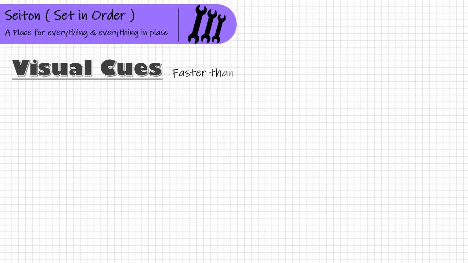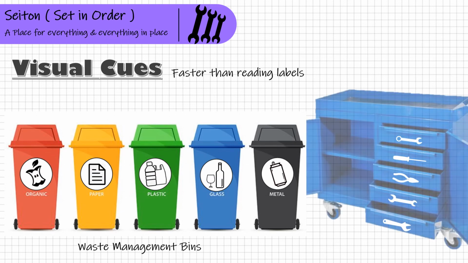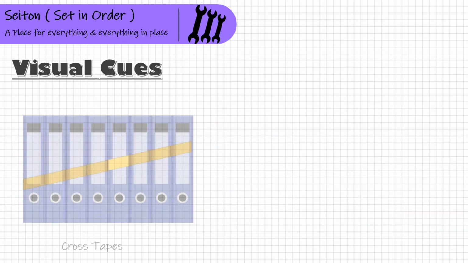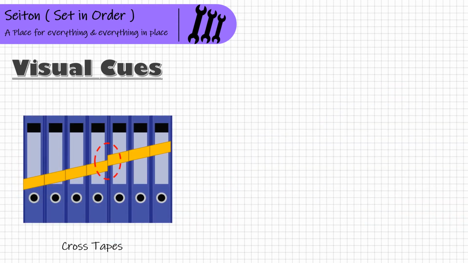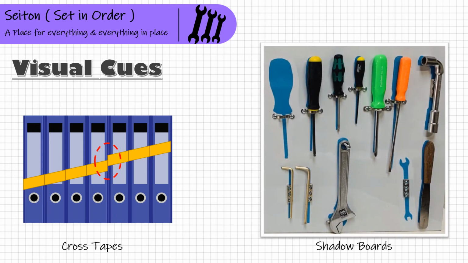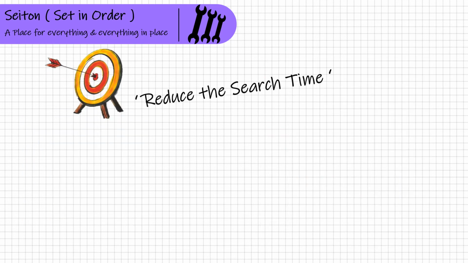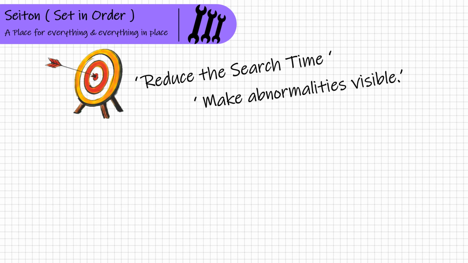So another way to identify items is based on visual cues. That is, using universal signs or other easily recognizable patterns. Using cross tapes to identify if any office file is missing, or a shadow board where you can easily identify which tool is missing without reading any text. Again, the purpose is to reduce the search time and to easily identify the abnormalities in the system.